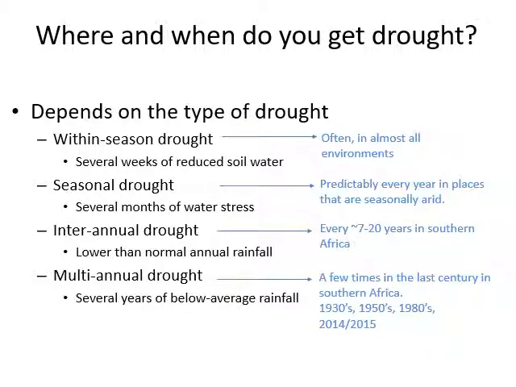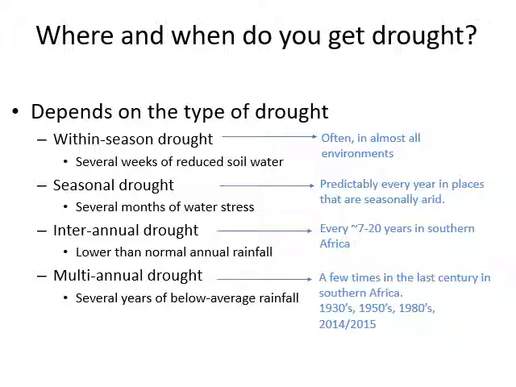In South Africa, we also have good and bad rainfall years. And if we have lower than normal annual rainfall, then this is termed an interannual drought. These can be common occurrences or they can be very rare. When I was in the UK in 2018, Europe was experiencing an interannual drought and it was very unusual. Whereas in South Africa, we get below average rainfall every 7 to 20 years, periodically.